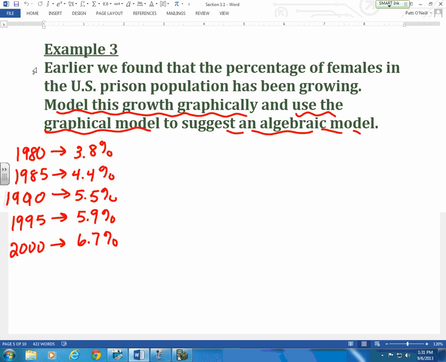Those of you who were thinking that you might want to draw a scatter plot are probably along the right lines here. If we can put this data into a scatter plot, we could put some type of regression to the data points on the scatter plot, and that will give us our algebraic model. So I'm going to bring up the calculator.